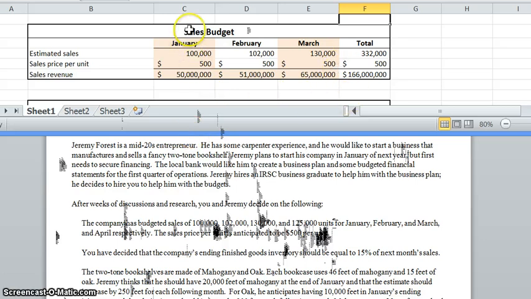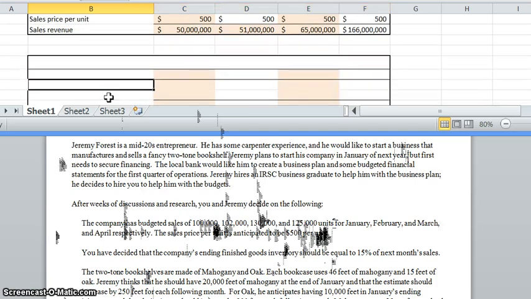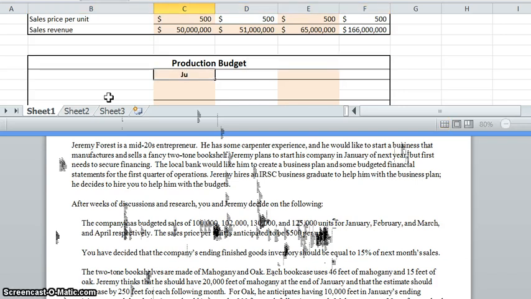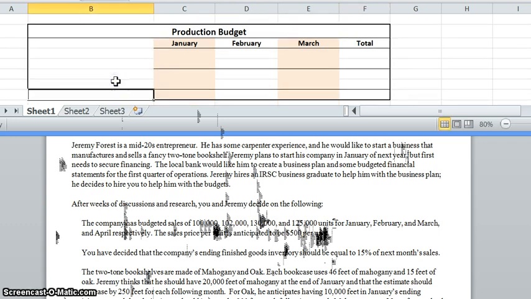Now that you feel comfortable with the sales budget, the next budget we are going to be taking a look at is the production budget. If you haven't done so already, please make sure that you go ahead and pause for a moment and attempt this budget on your own before we do it together. So the production budget is obviously us trying to figure out how many units need to be produced in order to maintain the level of units that we really need in inventory.